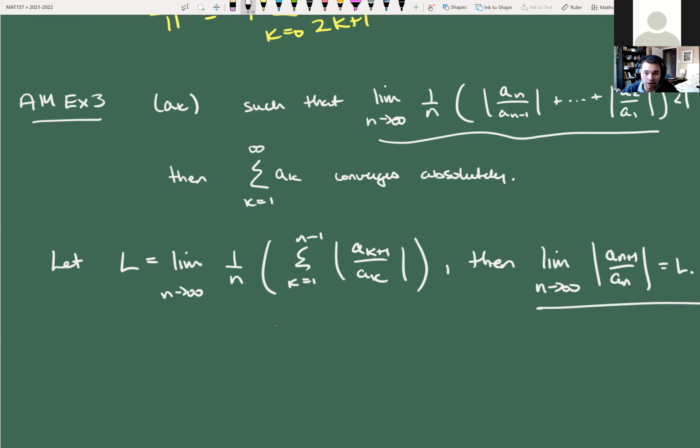So the question says, if that limit is less than 1, show that this converges absolutely. Show that this thing is true. And that is the ratio test. Its limit is something that's less than 1, so your series converges absolutely.